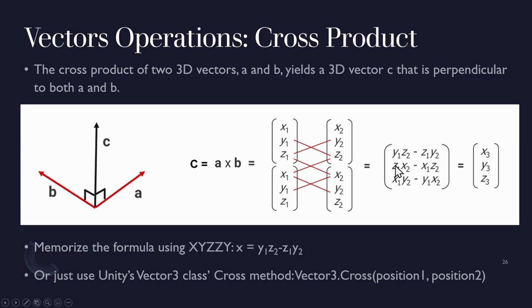So after the y's become z's, the z's become x's, and vice versa. So that's how you can memorize this thing, as long as you keep in mind that you have to subtract and that you go 1, 2, 1, 2. Now, of course, do we really like to memorize stuff? Not really. So we can just use Unity's Vector3 class, and they have a cross method to just calculate this thing as well whenever we need it for our games. All right, great. That solves everything we needed to discuss about vectors.